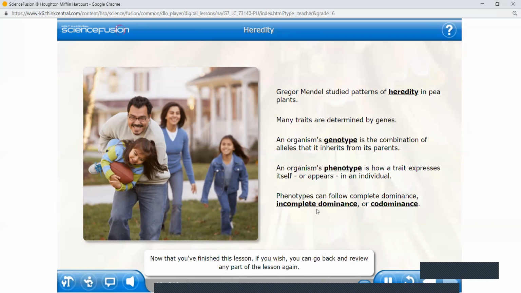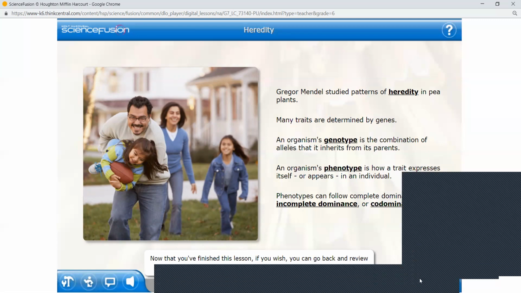Now that you've finished this lesson, if you wish, you can go back and review any part of the lesson again. So girls, did you understand the lesson well? We will start with DNA and its function, okay?